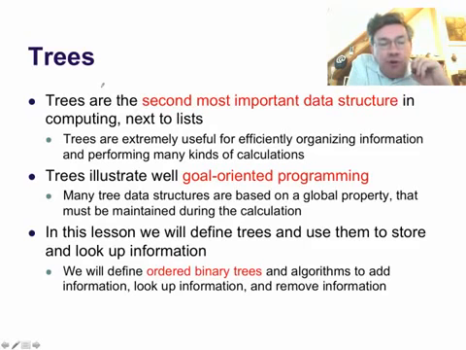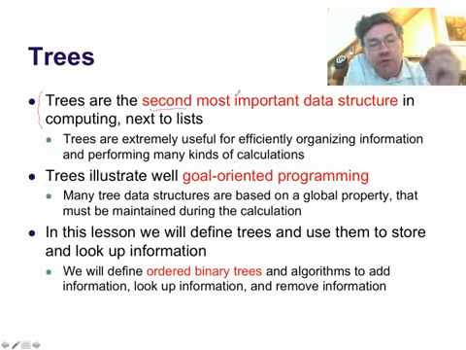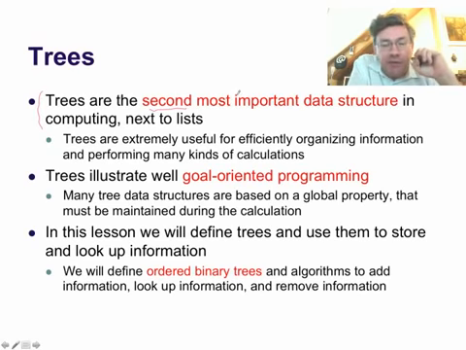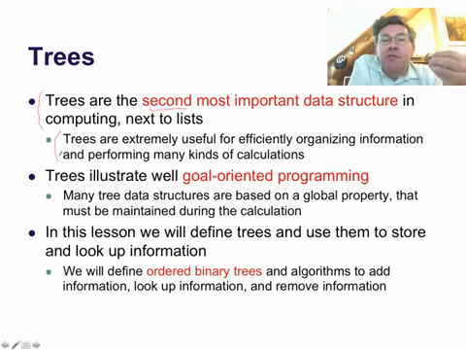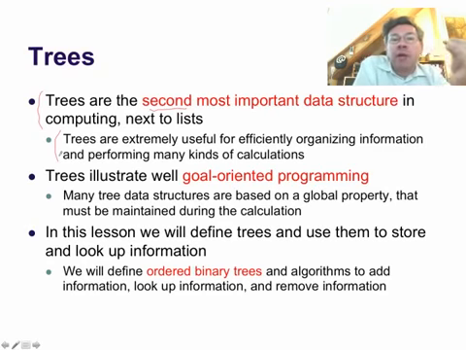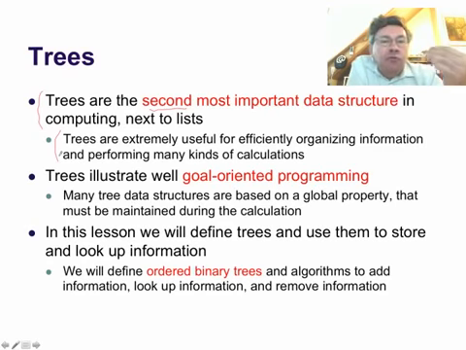In this lesson, we're going to look at trees. A tree is the second most important data structure in computing, next to lists. Trees are very useful for organizing information, for efficiently being able to do kinds of computations, for looking up, and for doing all kinds of calculations, maintaining certain properties.